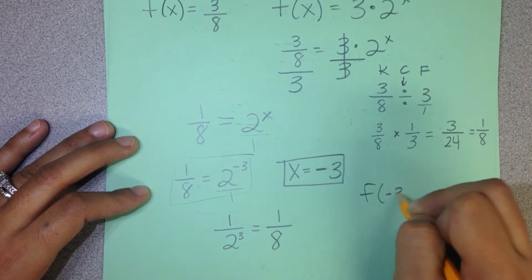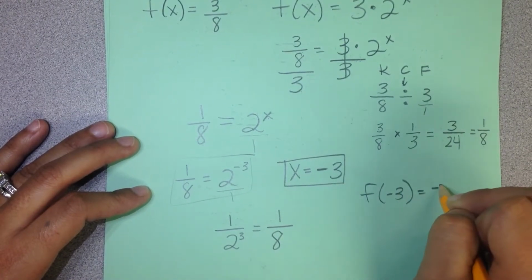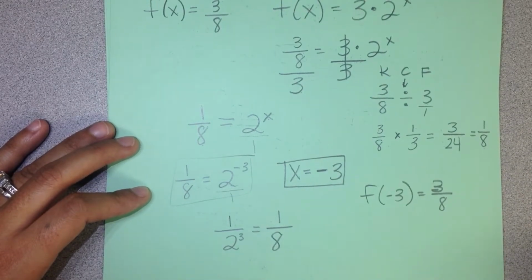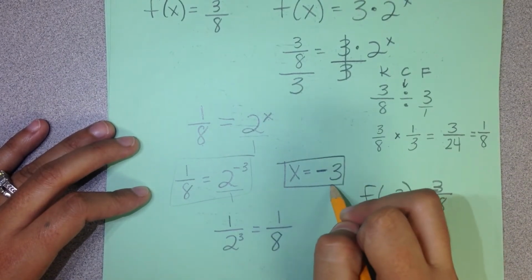So f of -3 is what equals 3/8. So our answer is x equals -3.